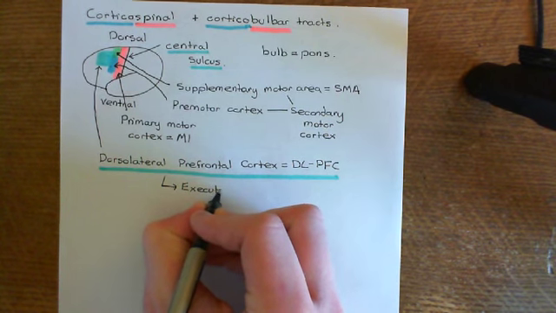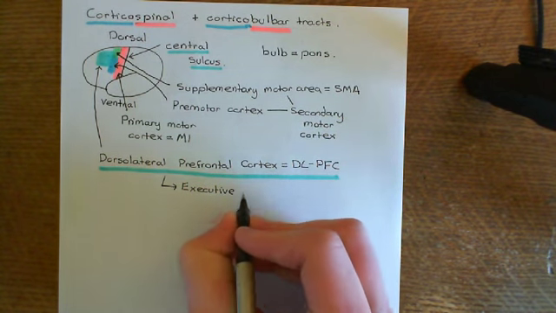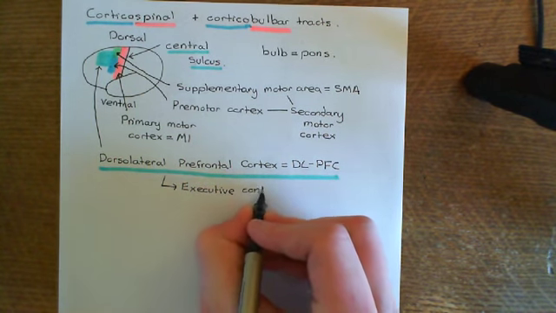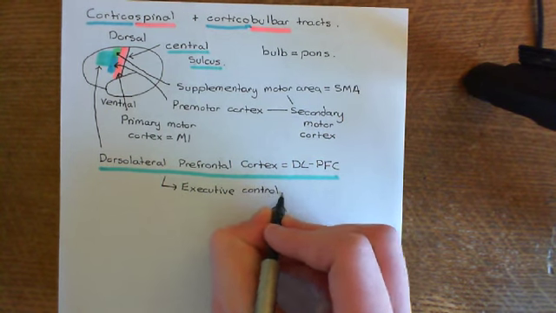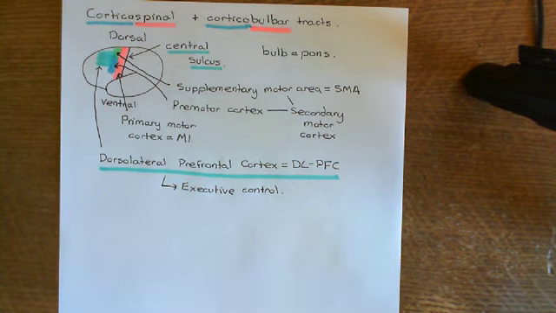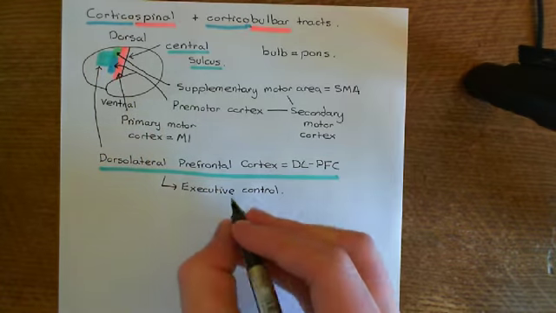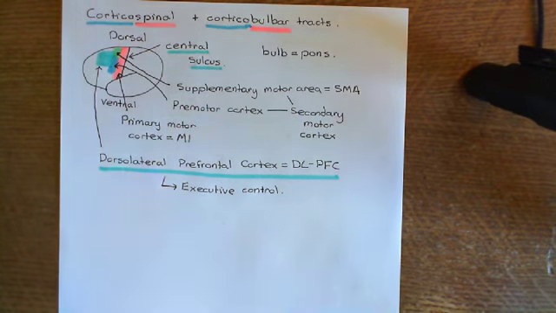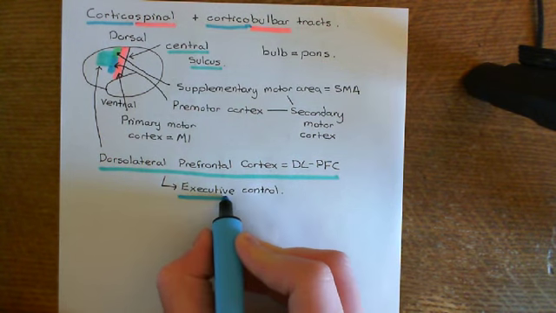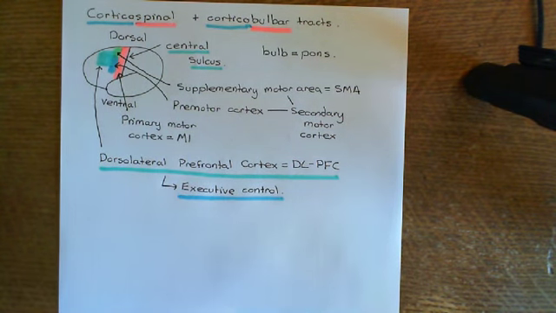Now, what does this mean? This means it is in charge of actually making decisions. So when you get up out of bed each morning and decide what you're going to do today, it's the dorsolateral prefrontal cortex that is making that decision. That's the portion that you are using when you make decisions. So it's the executive controller, basically.